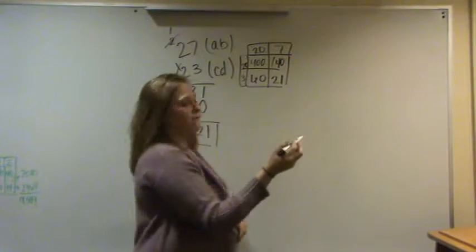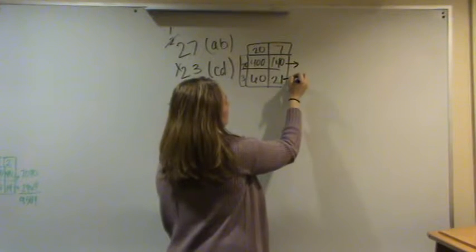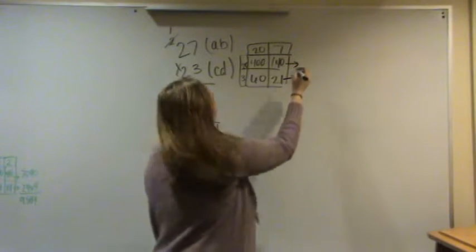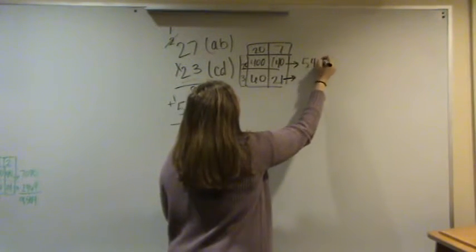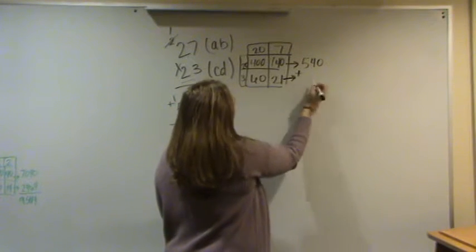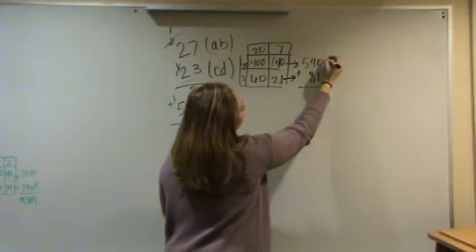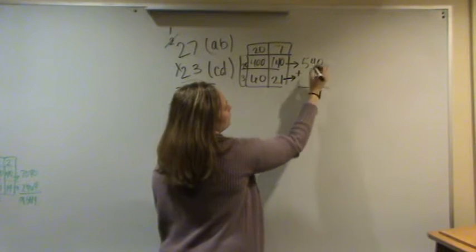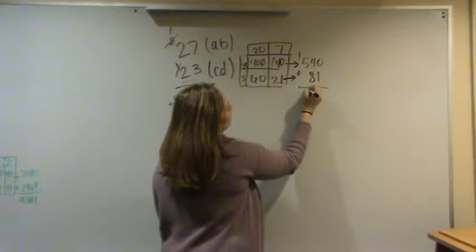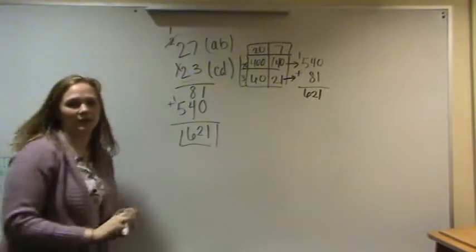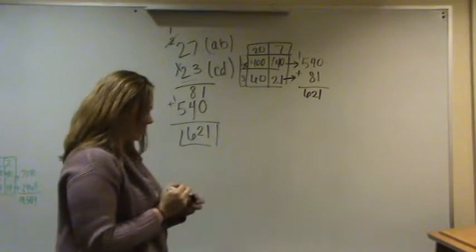Now you can do this whichever way you prefer. I prefer to add right across the board, and I get 540 plus 81. And then we're going to add those together: 1, 2, carry the 1, 621. It matches up with what we have been doing.